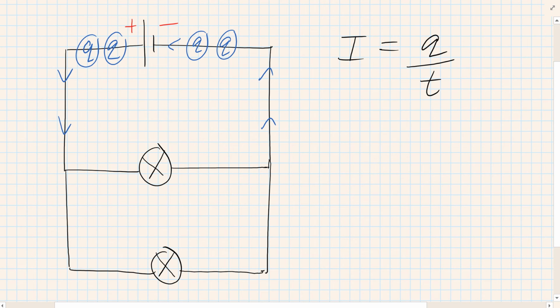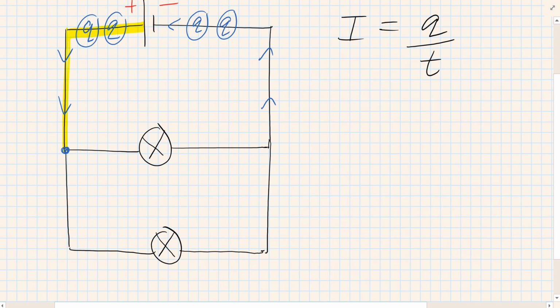So the question really is, what happens at this junction point? We know that the charge is moving around the circuit, and then when it gets to this junction point right here, it has a choice to make. Now what will happen is the current will split, and in the case where the lamps are identical in terms of resistance, they will split evenly. So what will happen is we will have one coulomb of charge go that way and one coulomb of charge go the other way. So the current splits.